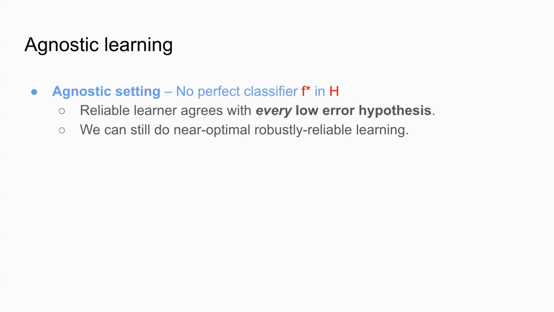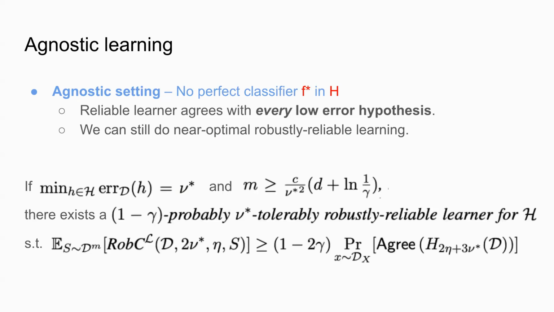It turns out we are able to, and the reliable learner in this setting is defined to be a learner which agrees with every low error hypothesis. So there is some hypothesis which has some minimum error, and we want to guarantee that every low error hypothesis agrees on the points that we are able to certify. So we can still do near optimal robustly reliable learning in this setting. The result which we have looks like this.